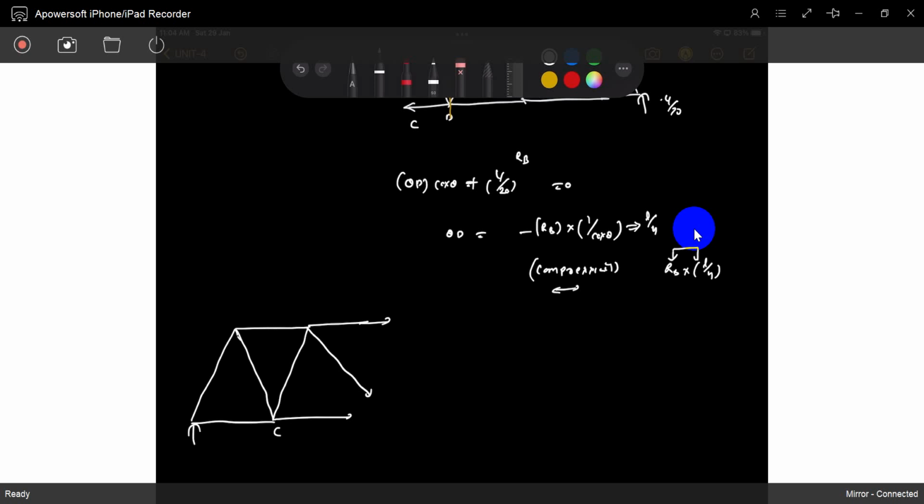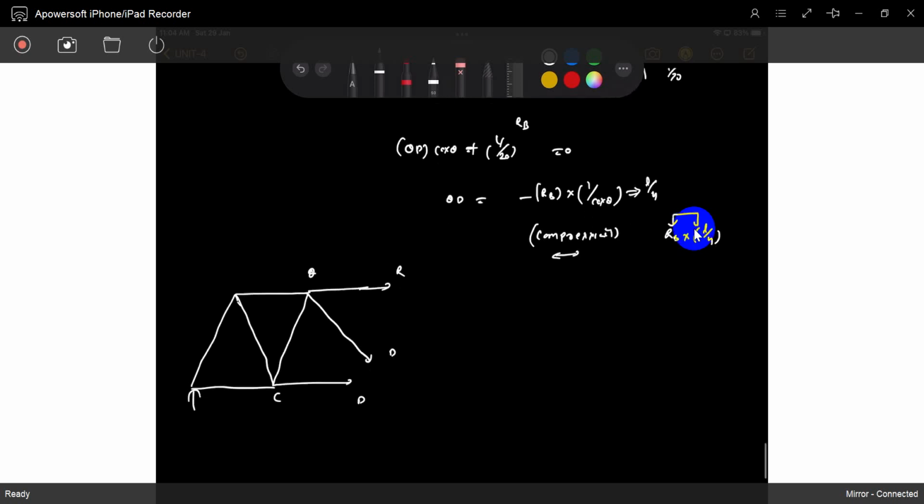C. This is Q, R, QD, CD. So what is this value? This is RA. This value is 12 by 20. The load is at D. Now also write down theta. So what is that? QD cos theta is equal to RA.